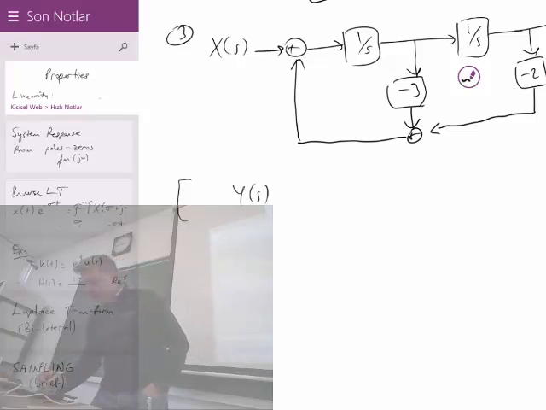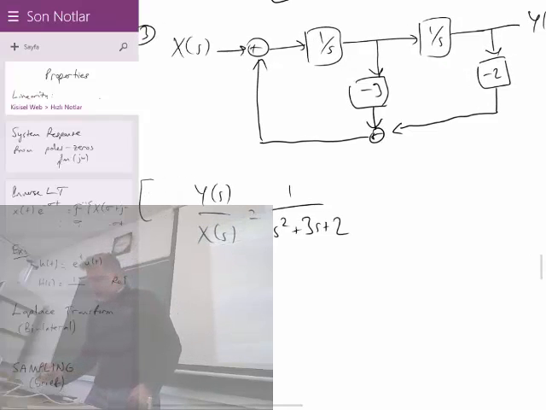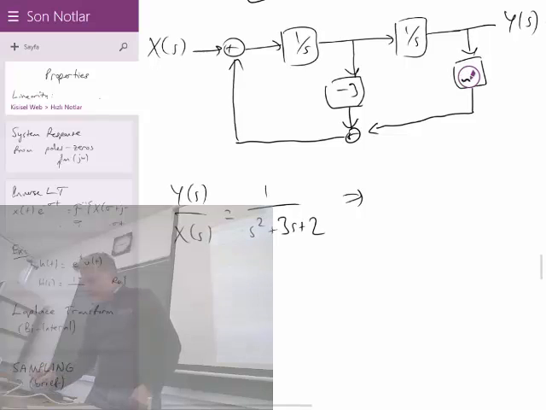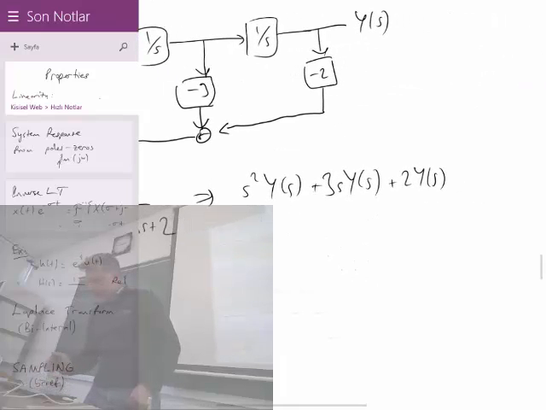Y of s over x of s will be equal to 1 over s squared plus 3s plus 2, wasn't it? Yes. And from here, you can write it like s squared y of s plus 3s y of s plus 2y of s is equal to x of s.